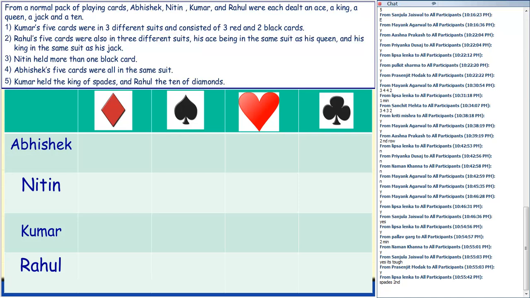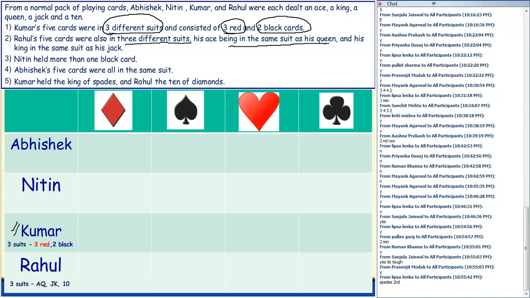Now, the few points which are important. From a normal pack of playing cards, Abhishek, Nitin, Kumar, and Rahul were each dealt an ace, a king, a queen, a jack, and a 10. Kumar's 5 cards were in 3 different suits, consisting of 3 red and 2 black cards. Rahul's 5 cards are also in 3 different suits, his ace being in the same suit as his queen and his king in the same suit as his jack. So that you can see it here.